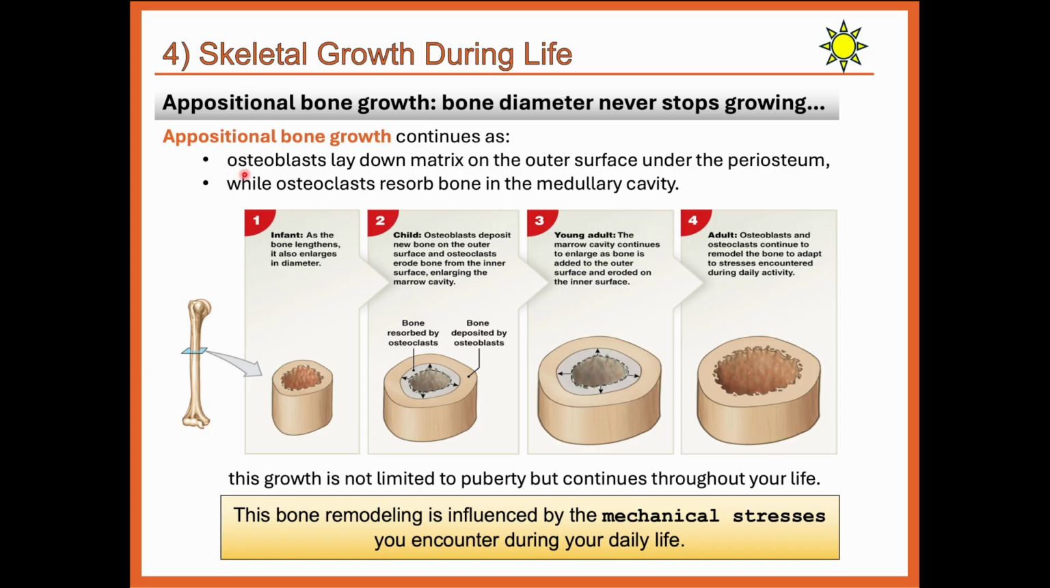Appositional bone growth continues as osteoblasts lay down matrix on the outer surface under the periosteum. So over here, on the periosteum, you have some bone, and it will add more and more bone. Osteoclasts on the inside will chew all of this inner part. So osteoblasts deposit new bone on the outside, osteoclasts chew in the middle, and it changes this bone, right? If the osteoclasts didn't chew, our inner part would be thicker and our bones would be super heavy, and we wouldn't even be able to support our weight.